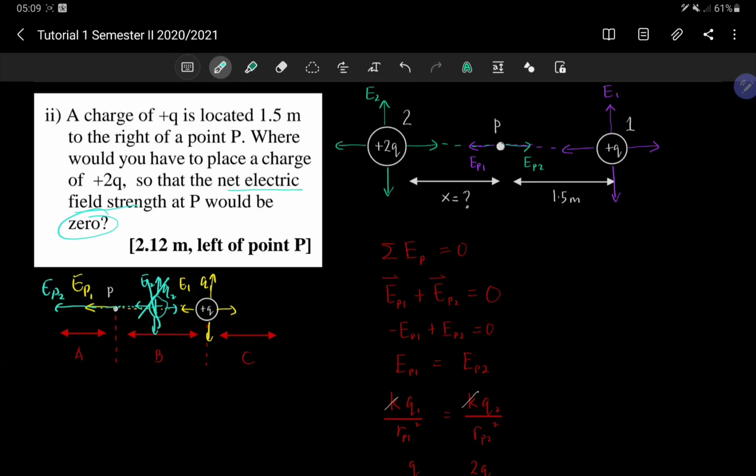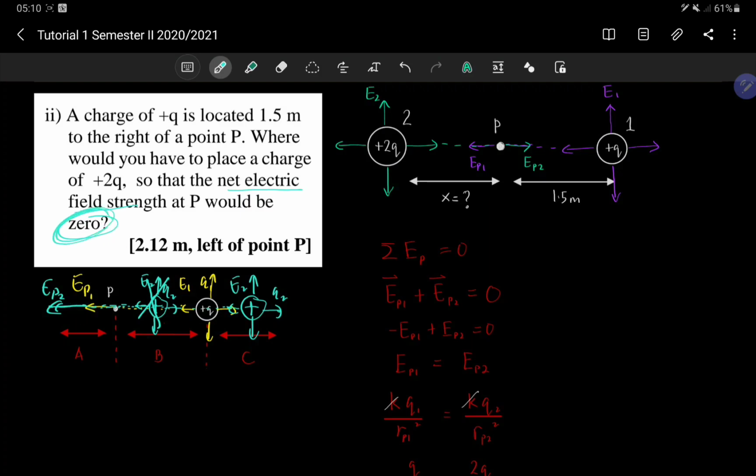Or by locating the second charge at C, still the same, this is E2, which is by Q2. So we elongate the line. Still the same, E on P by 2 is still directed to the left, the same direction as EP1, isn't it? So they are not cancelling each other.